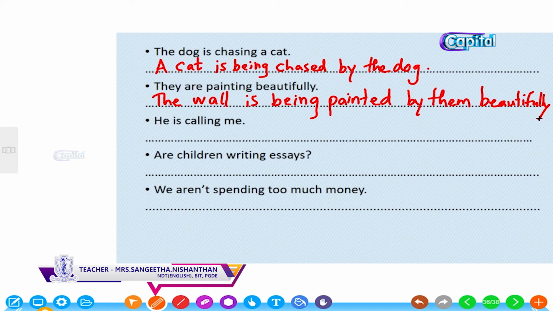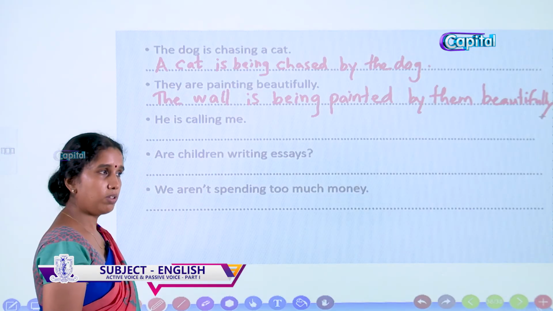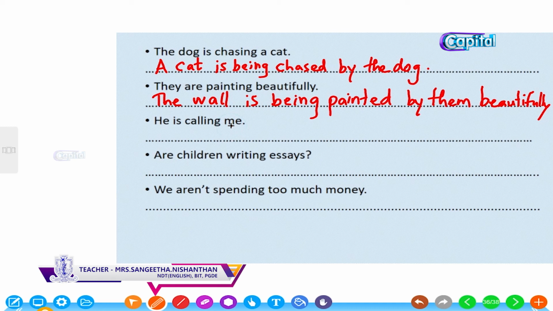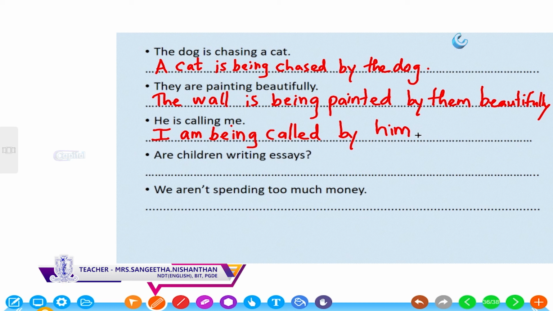The third one, he is calling me. Who? He. What is he doing? Calling. Whom is he calling? Me. So, here the object is me. When the object comes as subject here, the me changes as I again, I. For I, present tense be verb is I am. I am being. The past participle of the main verb is called by him. He changes as him here. The being denotes in which sentence the passive voice is.